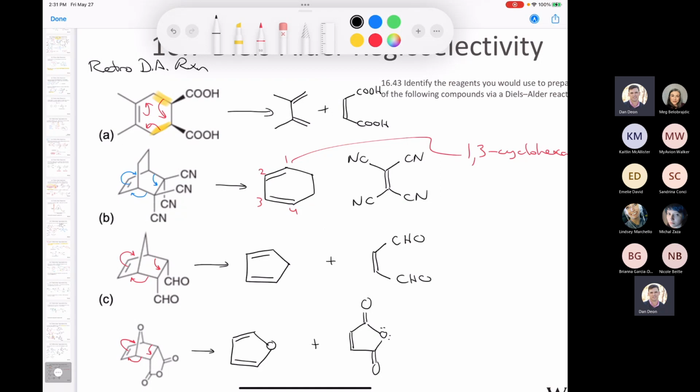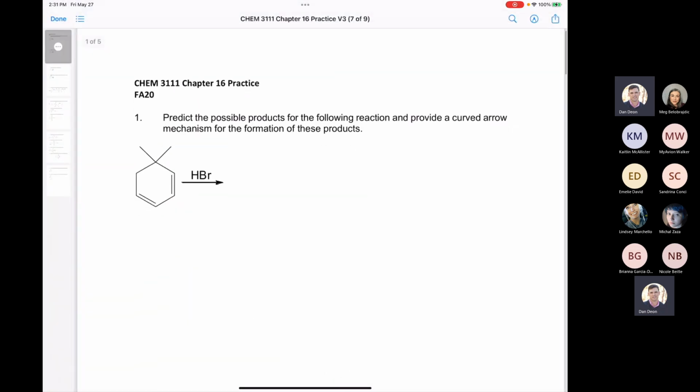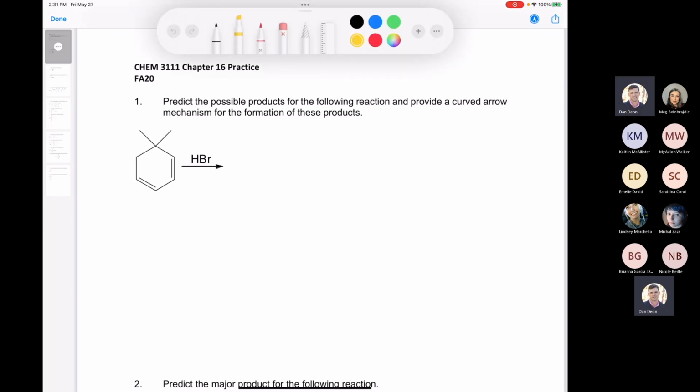Great. Wonderful. Well, what I'd like to do now is take a look at some of those practice problems that I had posted. So I posted these to Canvas. It doesn't say fall 2020 on it. It says summer 22 on it now. Here we go. But I'd like to take some time to look at a few of these practice problems as a group.